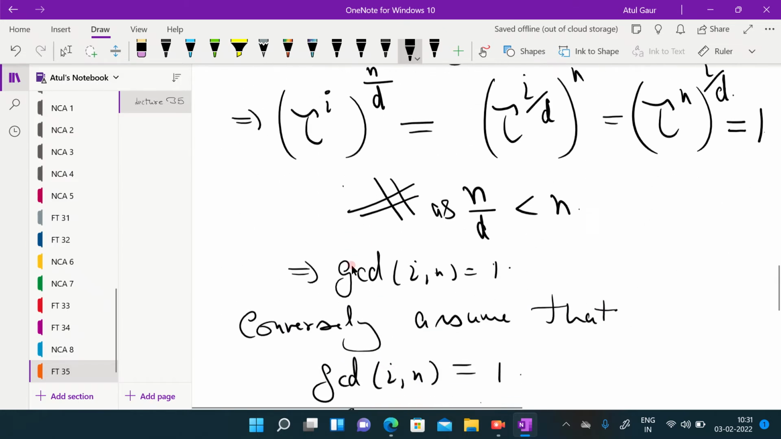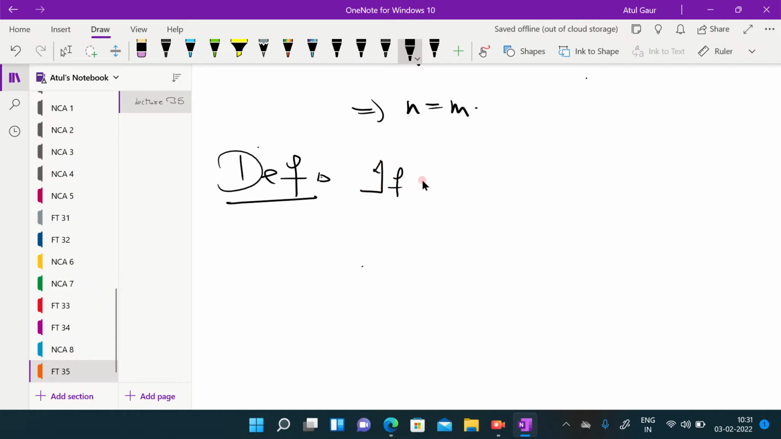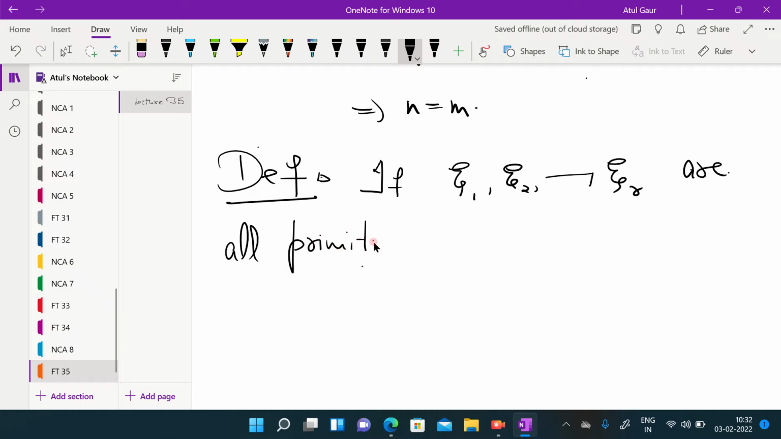Phi n. That's right, perfectly all right. So phi n will be the number of primitive nth roots of unity. So I'm going to define the nth cyclotomic polynomial. So if xi 1, xi 2, up to xi r are all primitive nth roots of unity.